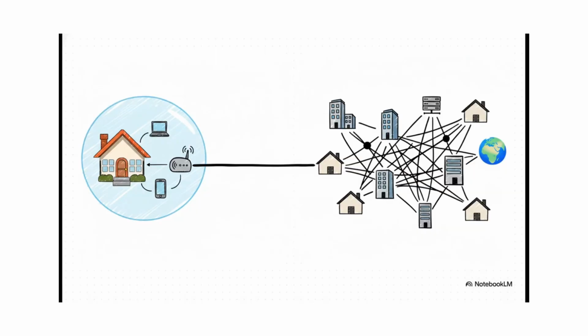Now, these packets travel on a really complex system of digital roads. Your home Wi-Fi, that's a local area network, or LAN. Think of it as the neighborhood streets. But when you go to a website, you're connecting to the wide area network, or WAN. That's the interstate highway system. And the internet? Well, it's simply the biggest WAN of them all, connecting everything everywhere.